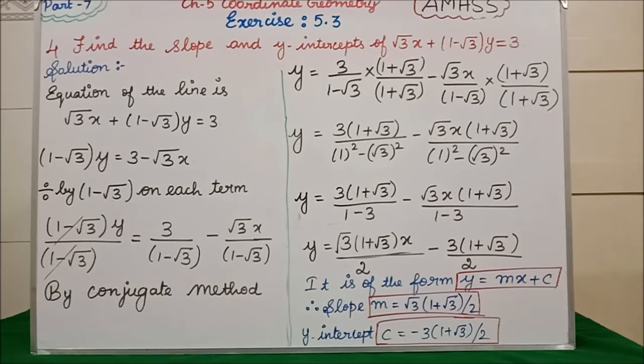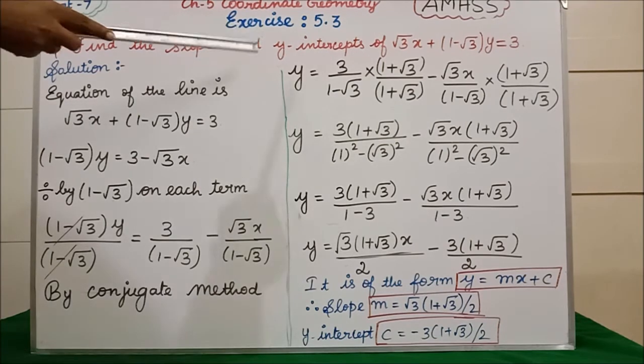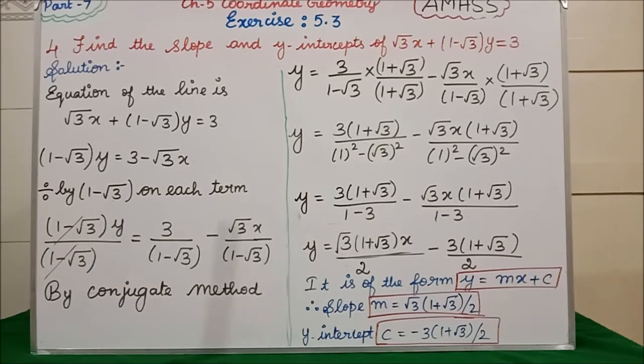The fourth question in exercise 5.3. See the question now. Find the slope and y-intercept. They were asking us to find two things. One is slope. Slope means the m value we have to find, and the other one is y-intercept. Y-intercept means what? The c value, the constant value, we have to find. Clear? And they have given one equation. With this equation we have to find the slope m and y-intercept c. Clear? First we'll go for the solution now.